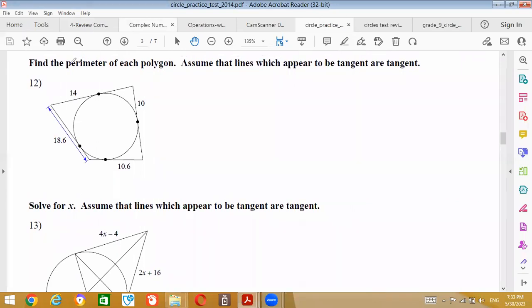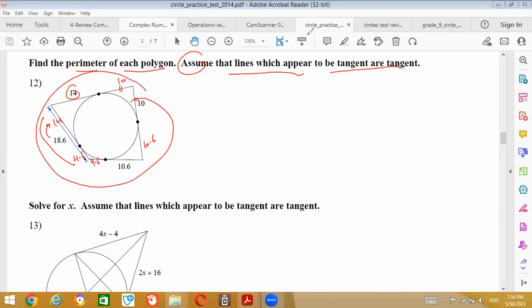The next one, find the perimeter of each polygon. Assume that the lines which appear to be tangents are tangents. So this equals this. So this is 10, and also here 14 and 14, and 18.6 minus 14 will get here 4.6, because 18.6 is the whole. And also 10.6 will be here 10.6, and also here 4.6. To get the perimeter, you will add all these segments.